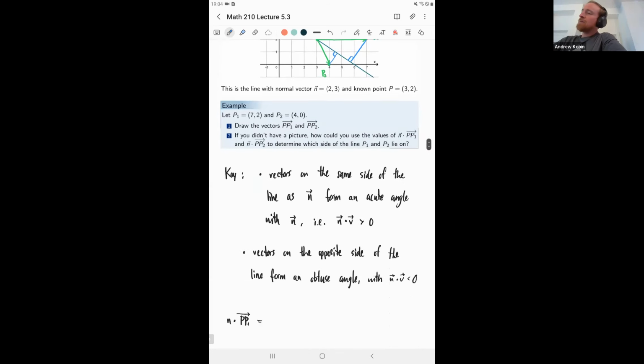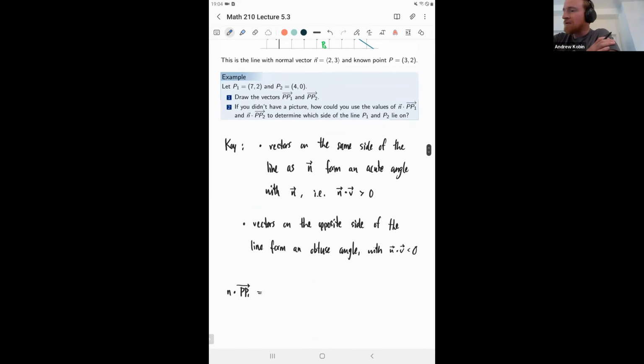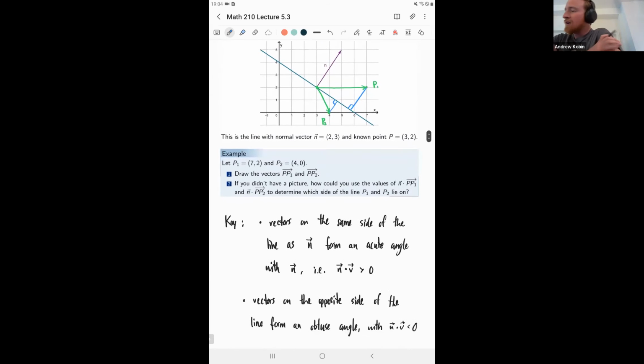And here are the key pieces of information we need to solve this geometric problem, number 2 in the example, which is that vectors on the same side of the line as our vector n that we've drawn, our normal vector, are going to form an acute angle with n. Namely, there's only a range of possible angles for vectors that lie on the same side of the line, namely our green vector from P to P1 that looks like it's on the same side of the line as n. And for any of these angles, or any of these vectors, you can see that the angle will be an acute angle with n. Or in other words, it'll be at most 90 degrees or pi over 2 radians.